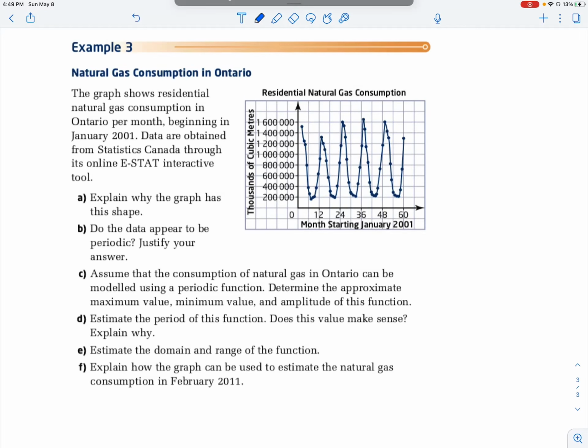Hi, welcome back to example 3 for 5.1, modeling periodic behavior. In this example, we're going to look at natural gas consumption in Ontario.